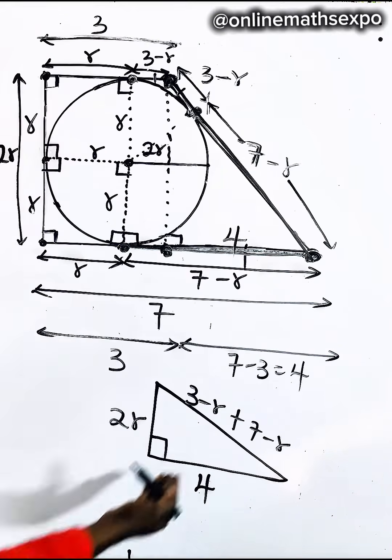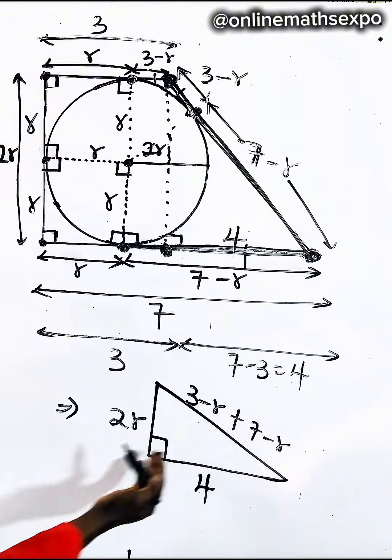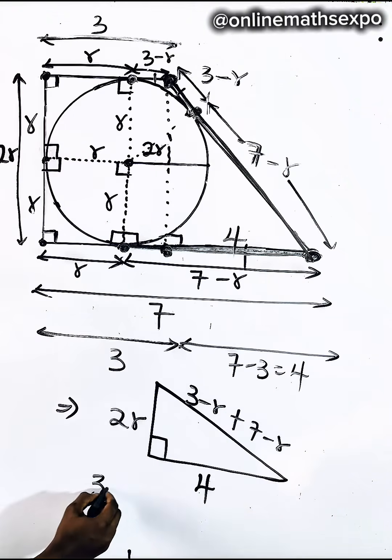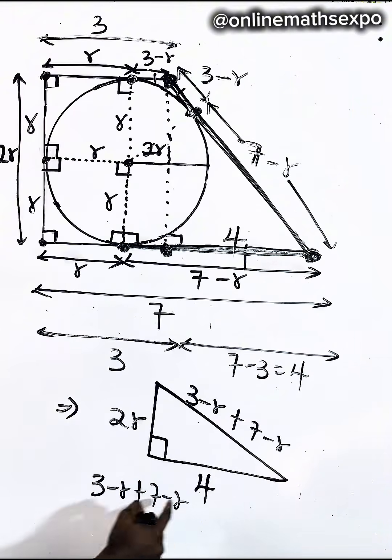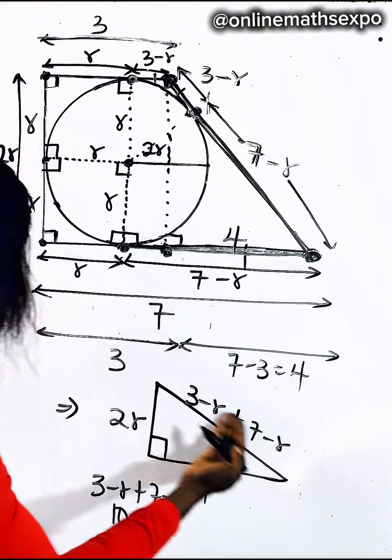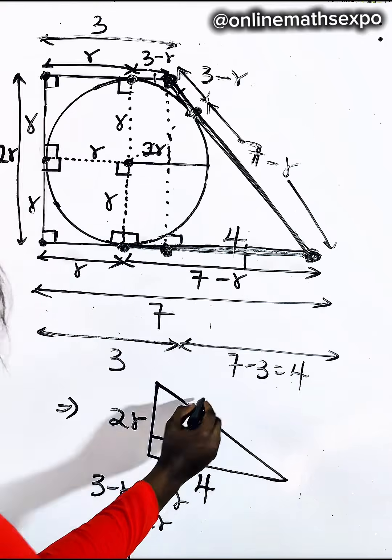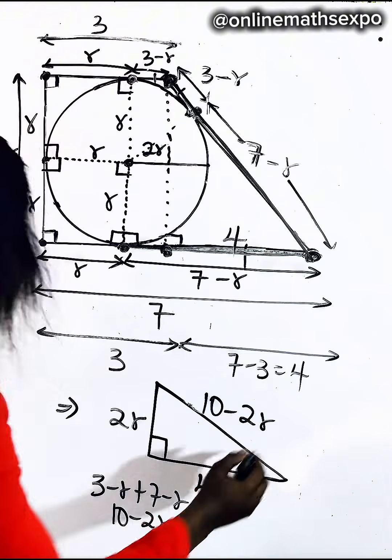With this information, let's simplify this. We have 3 minus r plus 7 minus r. This will give us 10 minus 2r. So the whole length here will be 10 minus 2r.